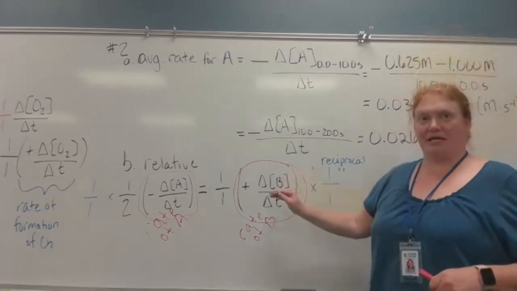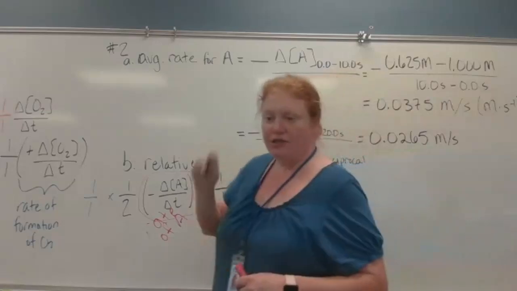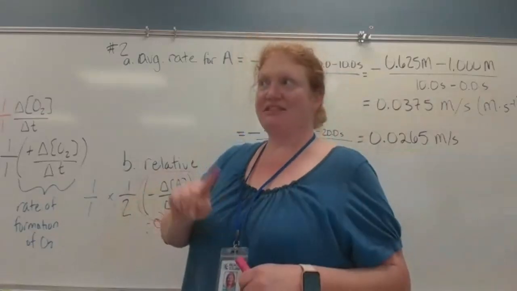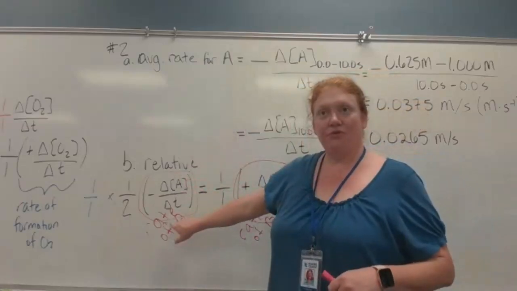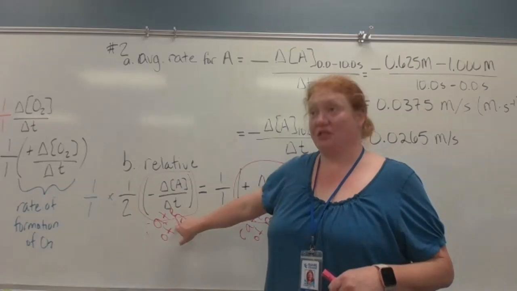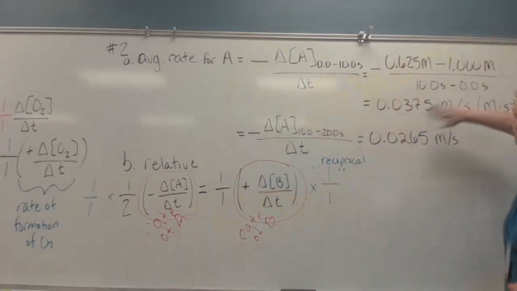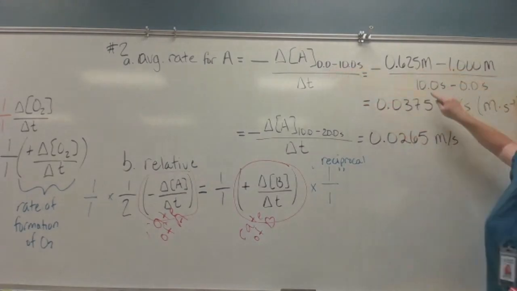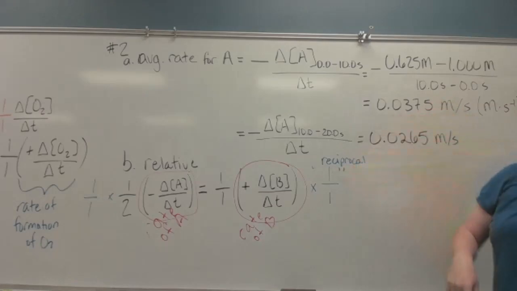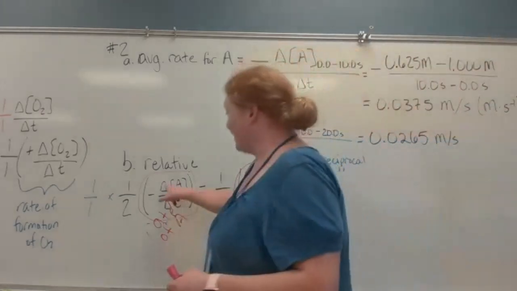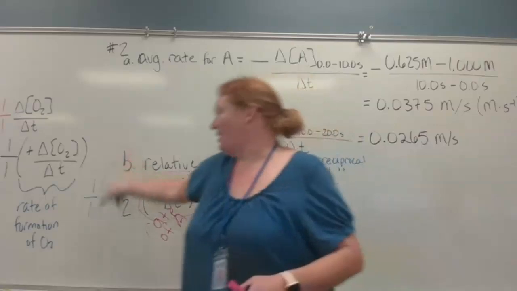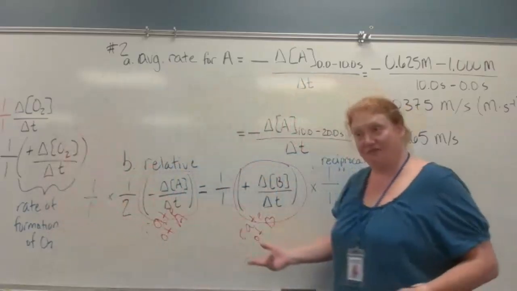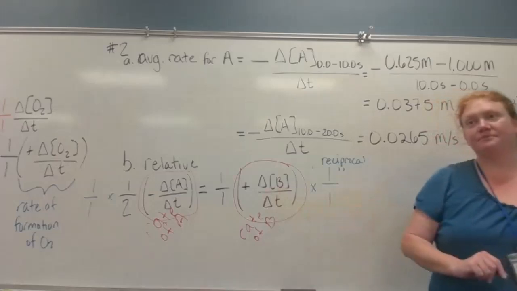I asked about B during what time period? 0 to 10 seconds. Didn't we just find the rate of A from 0 to 10 seconds? What was it? This number right here. Here's the rate of A, so that's the number I plug in. I calculate this rate, and then I multiply it by 1/2, and I multiply it by 1/1, and that gives me the rate of B.